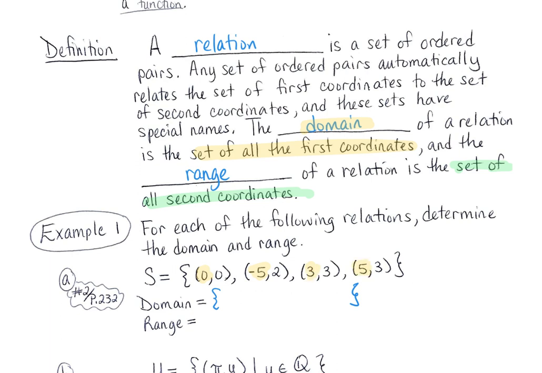The set consisting of. Yeah, go in order, but I'm telling you how to read it. The set consisting of 0, -5, 3, 5. Good, all of you, very good. Excellent. What is our range?